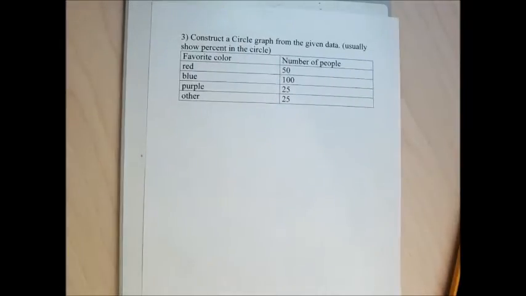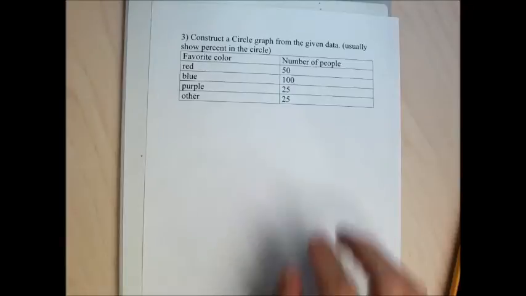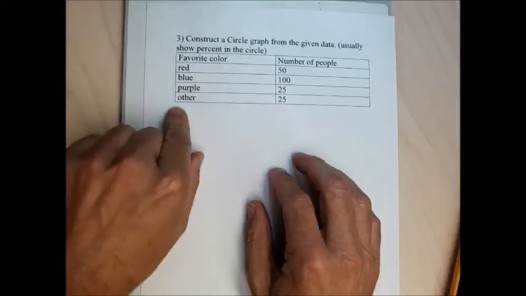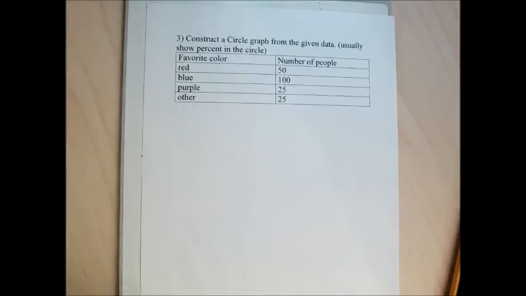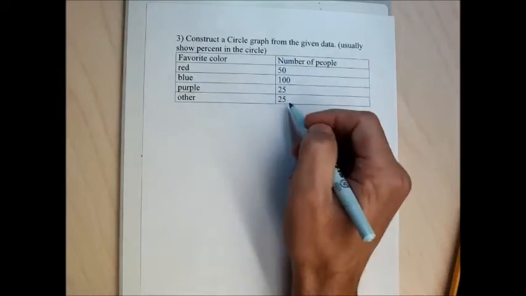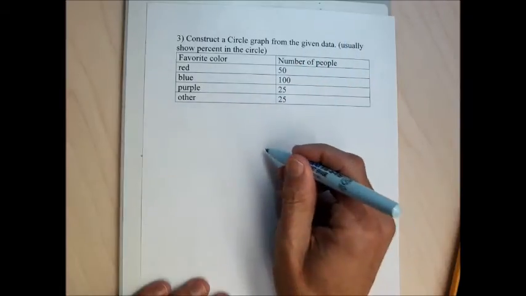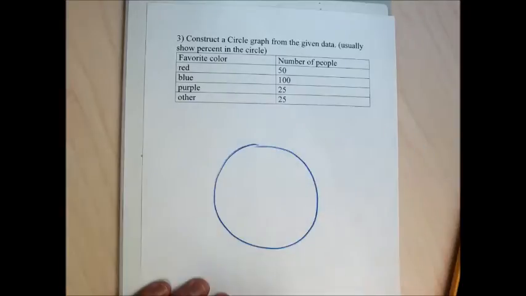Problem 3 wants me to create a circle graph. And generally, we show the percent in the circle. So for this data, apparently a group of people were asked their favorite color. Here's a frequency distribution without the total column. I'm going to need to add up these numbers and make each of the numbers into a percent when I go to make my circle graph. So eventually I'm going to make a circle graph.